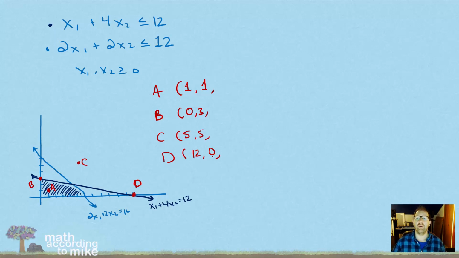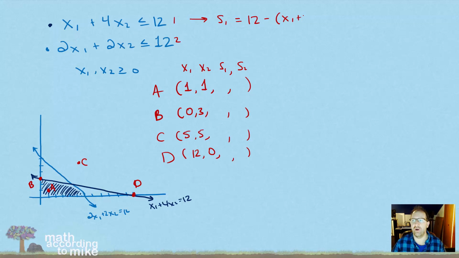Okay, so what we're going to do is we're going to find the augmented coordinates. So again, it's x's followed by s's. How many s's do we need here? Hopefully you said 2. Remember, you need a slack variable for every functional constraint. We have 1, 2 functional constraints. So we need an s sub 1 and an s sub 2. Okay, so slack variables are found by taking the right-hand side, 12 minus the left-hand side, x sub 1 plus 4 x sub 2. Do the same thing. S sub 2 will be the right-hand side, also 12, minus the left-hand side, 2x sub 1 plus 2x sub 2.